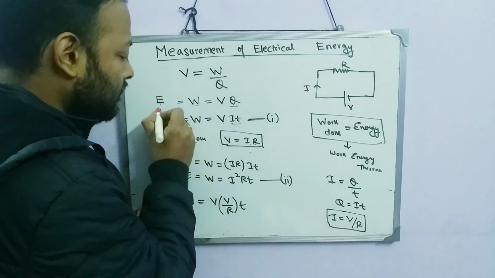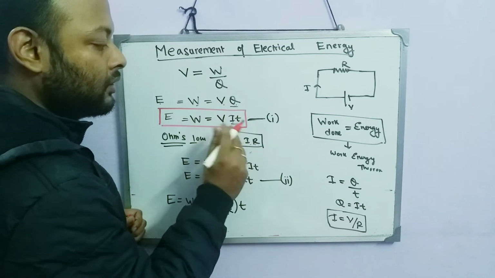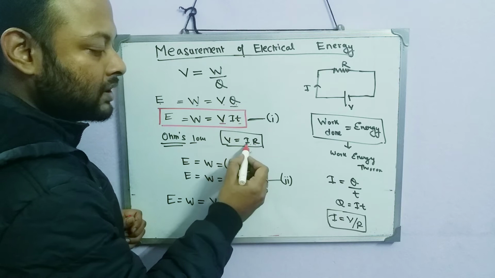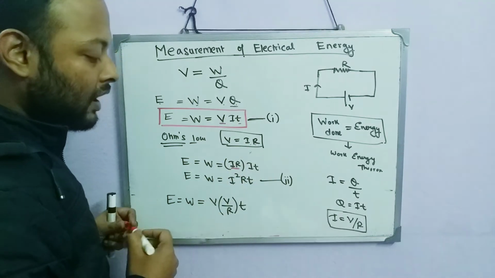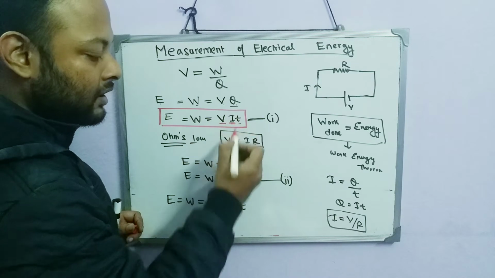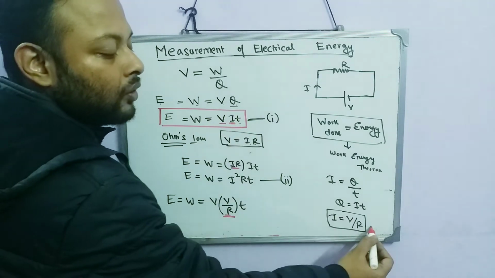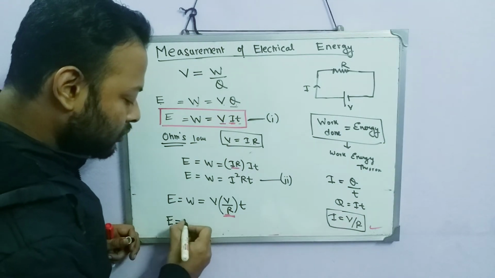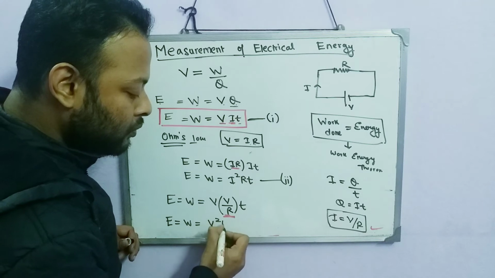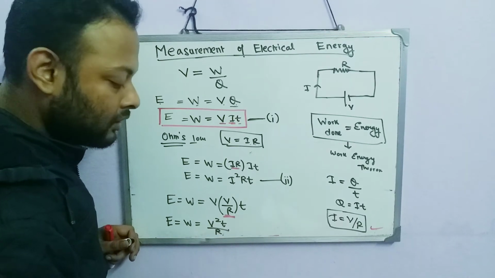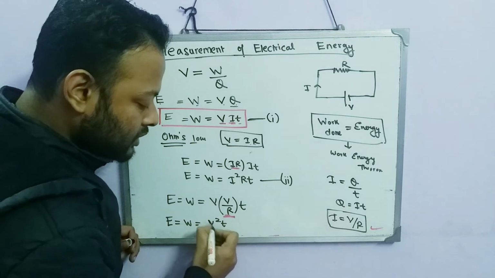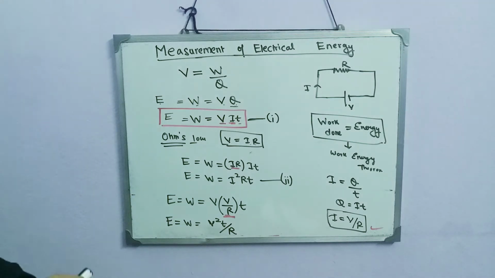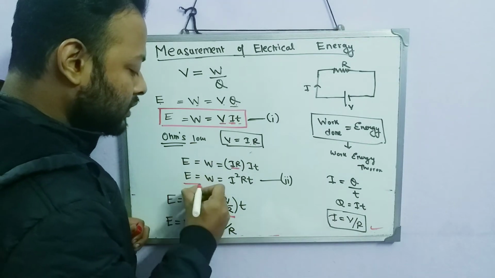So this is my main equation. Previously for equation number 2, I have replaced V by IR, you can see. And now over here, I am replacing I by V by R using Ohm's law. And ultimately what I get? Energy is equal to work done, which is equal to V square T by R. If you cannot see, okay, it is V square T by R. So ultimately, I get this equation.